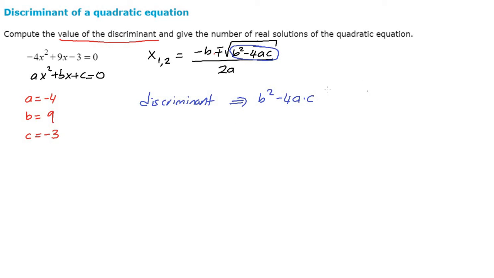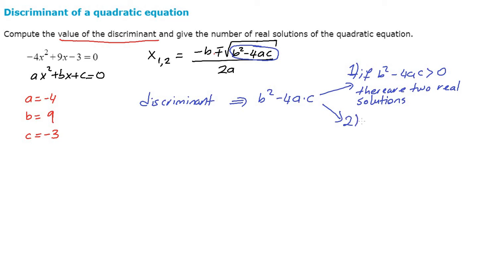So there are three cases for the discriminant. Let's write number 1. If b squared minus 4ac is greater than 0, then there are two real solutions. This is the first case.